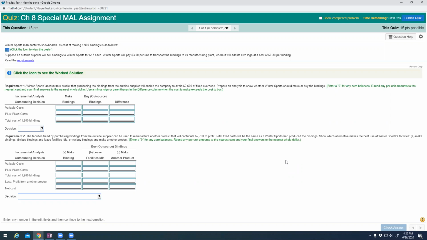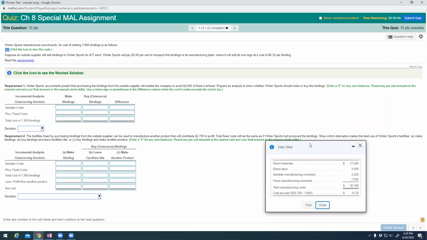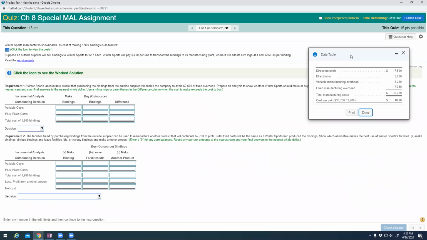In this video, we look at Chapter 8, the Special Accounting Lab assignment. You just have one question, I believe, for this chapter. So let's look at this one. A company is making snowboard bindings. The cost of making 1,900 is as this. I click it here. You have all the information here: direct material, direct labor, variable manufacturing, fixed, total cost, and then for each one, the absorption cost.